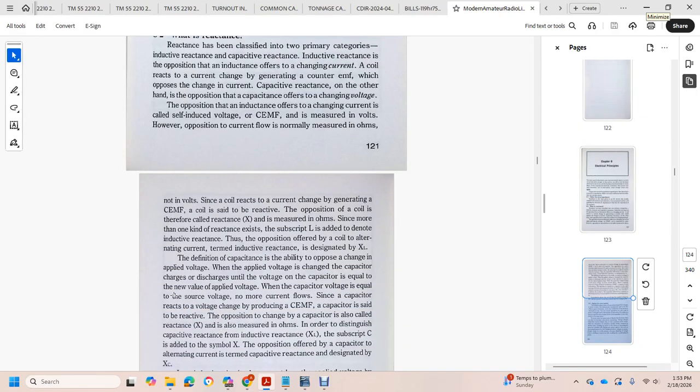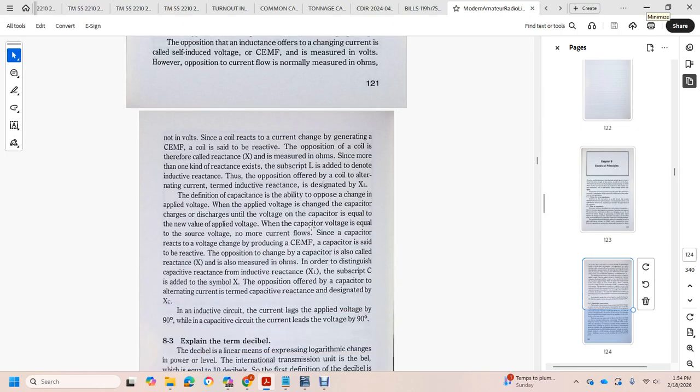So the coil reacts to the current change by generating the counter EMF. The coil is said to be reactive, with the opposition of the coil called the reactance, X, measured in ohms. Since there is more than one kind of reactance, the subscript letter L is added to denote inductive reactance. This opposition offered by the coil to alternating current, the term inductive reactance, is designated as XL.